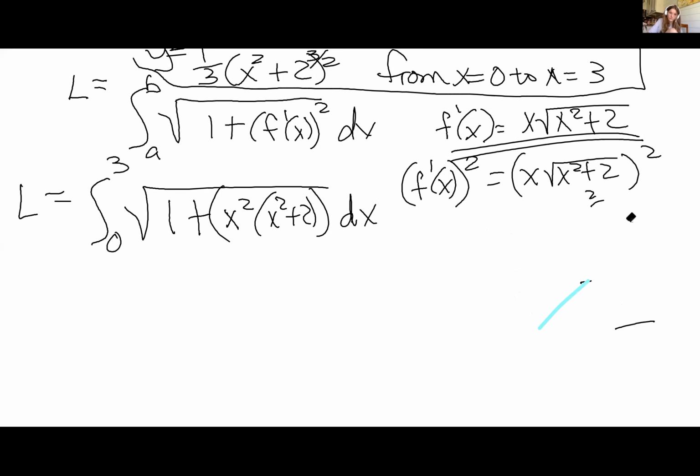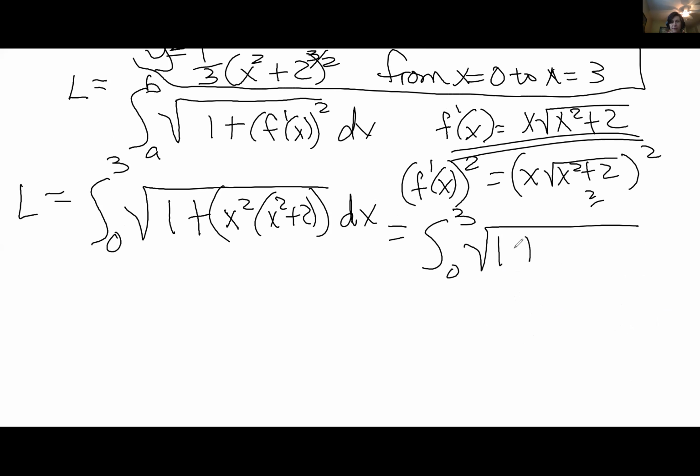So what do you see maybe we should do next? Distribute your x squared. Good. So let's do that. We're still going to be integrating from 0 to 3, we have our radical of 1 plus x to the 4th plus 2x squared. Now, you can't separate terms under a radical, can you? No. But here's the key to this. If you end up with something that looks like this, first of all, think about putting it in descending order.